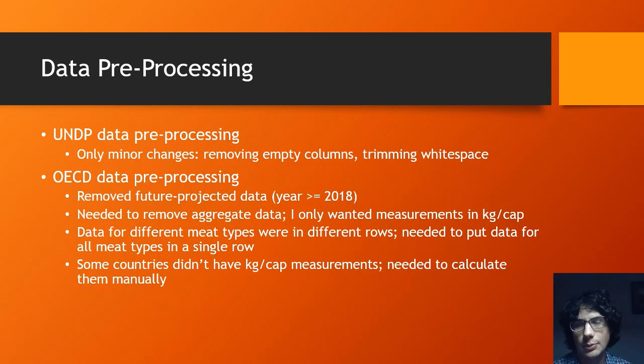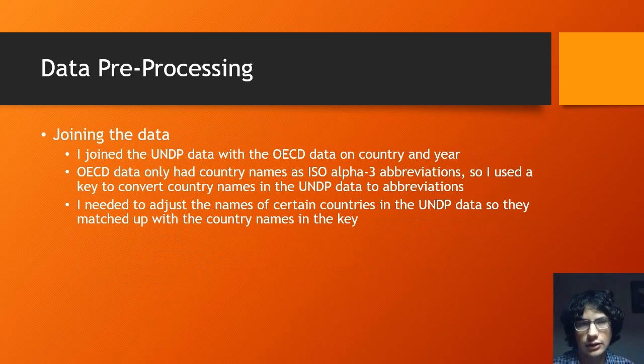So the data was split up. Each meat type had its own row, but for convenience, I wanted every meat to be in the same row for a given year for a given country. So I had to do that. Also, some countries, Norway and Switzerland, I believe, didn't have data in kilograms per person. So I had to take the data that was for the whole country, look up the population data for those two countries, and calculate kilograms per person manually.